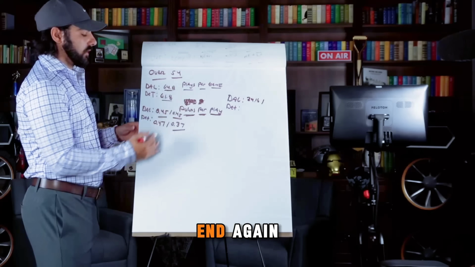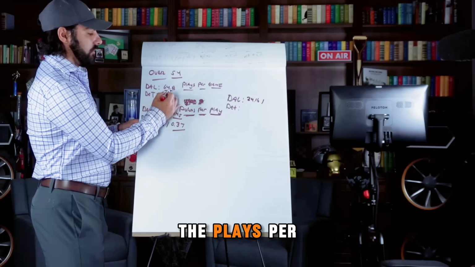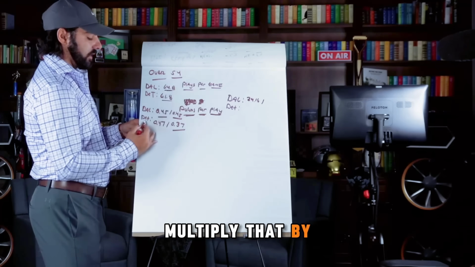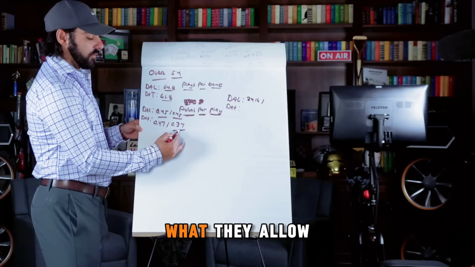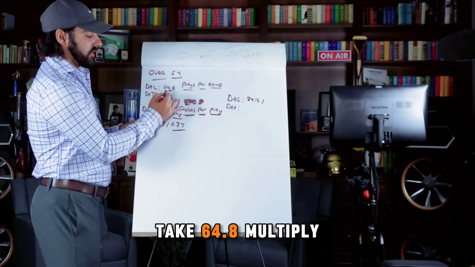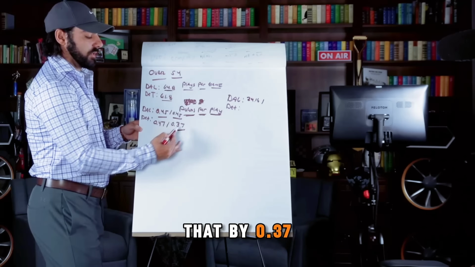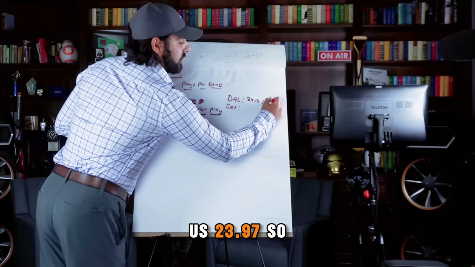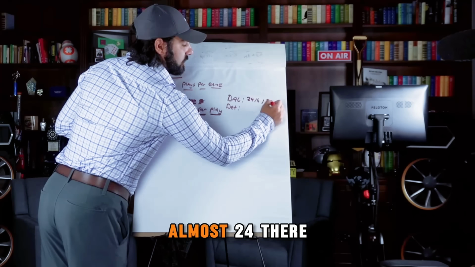Now on the defensive end, again, we take the plays per game, and then we multiply that by Detroit's defense, what they allow. So you would take 64.8, multiply that by 0.37. And that gives us 23.97, so almost 24 there.